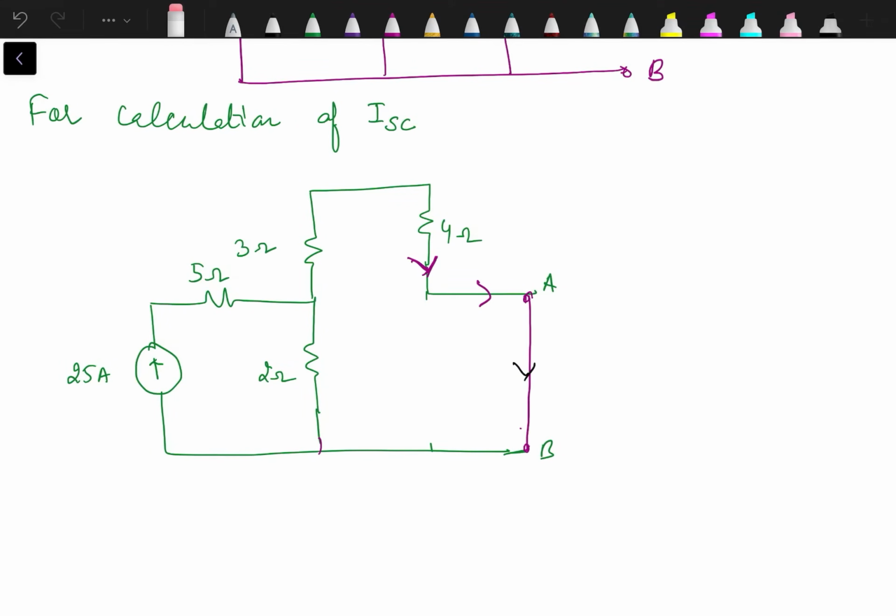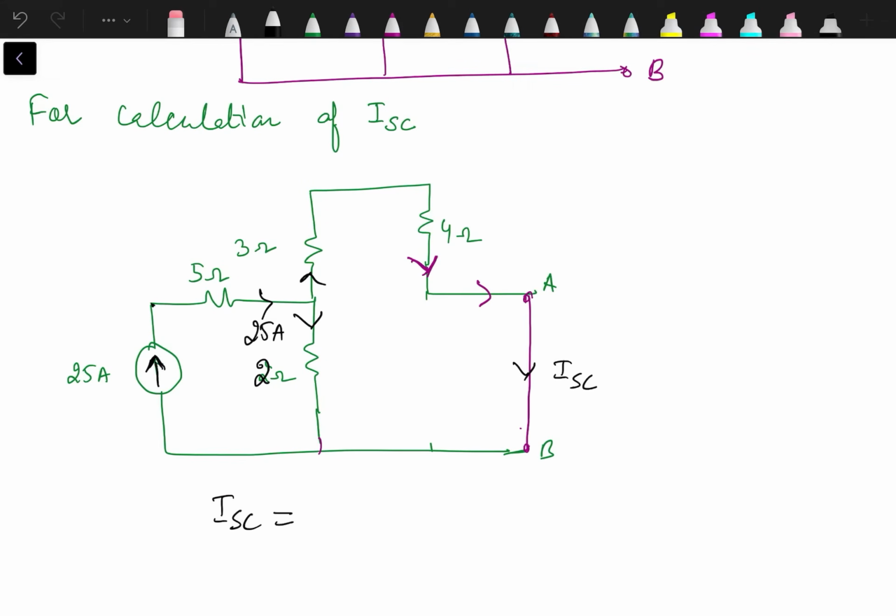So that current is ISC, that is short circuit current. Now in this problem, it's very easy to find out short circuit current because we have a current source connected in series with 5 ohm. So current over here is 25, which will get divided into two parts across this 2 ohm and a series combination of 3 and 4. So we can apply the current division rule.